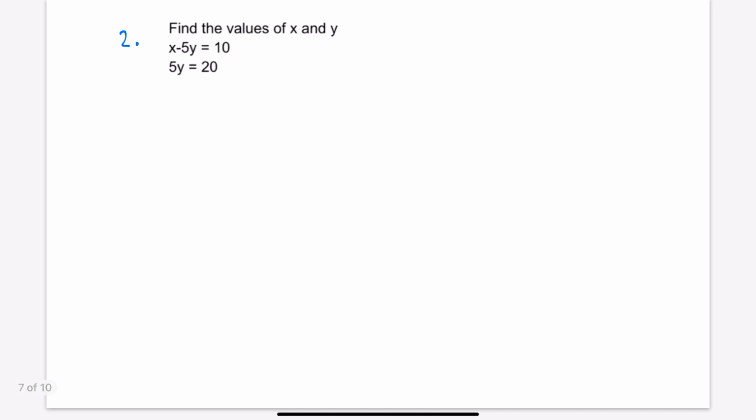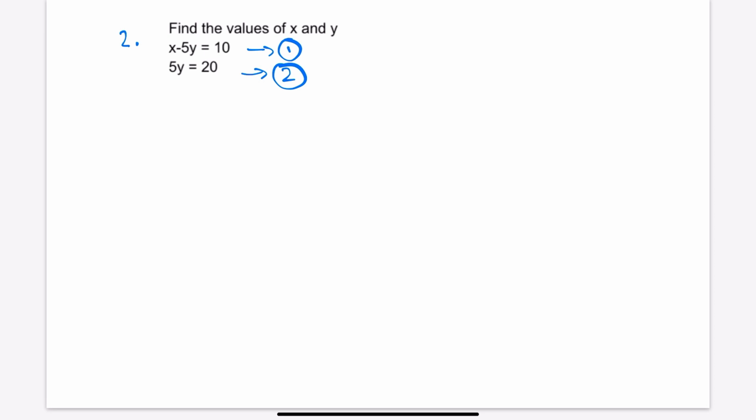Okay, so let's see what this problem is asking us to do. Find the values of x and y given that x minus 5y is 10 and 5y is 20. Pause this video and figure out this problem by yourself, and I am going to go for substitution again. Why? 5y is 20. I'm going to call these equations 1 and 2 for the moment, so I can refer back to them by equations 1 and 2. I don't have to read these equations again.